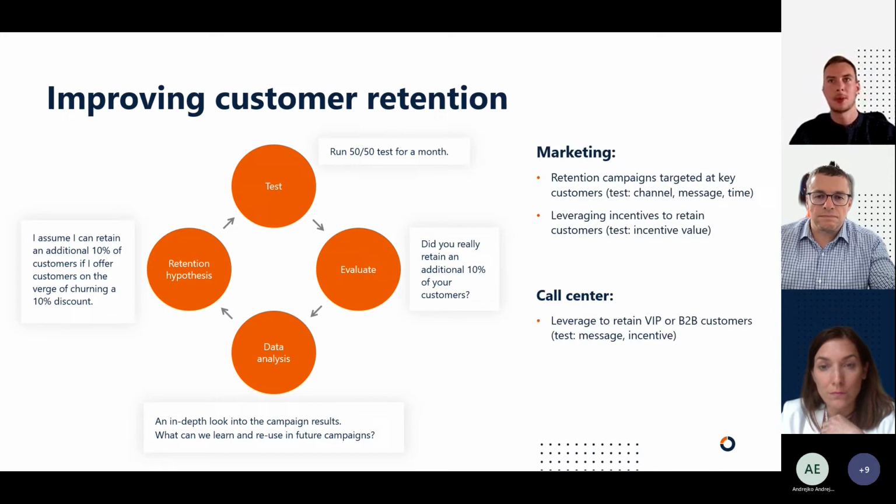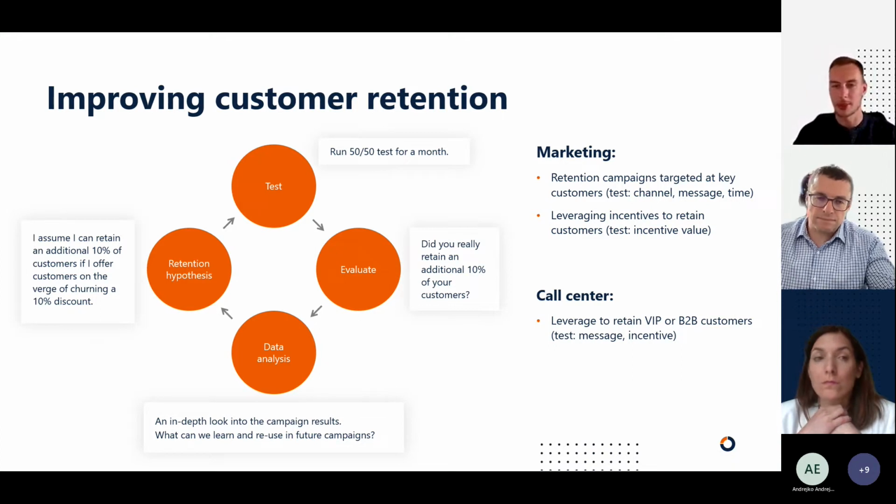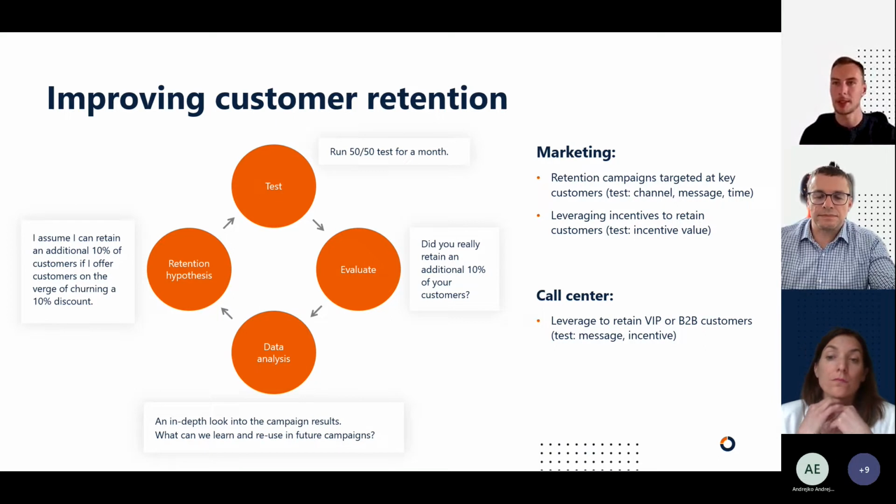So basically, we can test also these other things. When it comes to the retention campaigns, we can play with the targeting. We can target only 10% of the customers that have the highest value. We can target only 10% of customers that have the highest likelihood of churning. We can combine it, etc. We can play with the channels through which we are going to send them the message, with the message itself, so what we are actually saying to those customers, and the time, like when we actually send it to them.